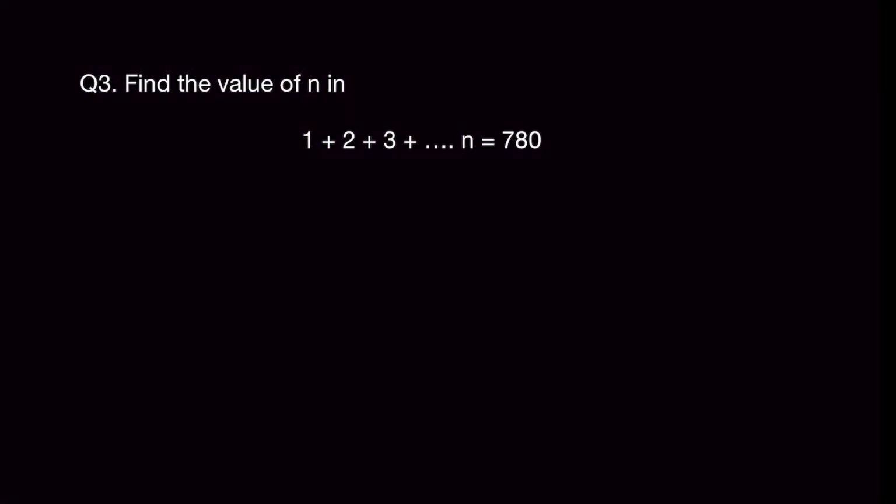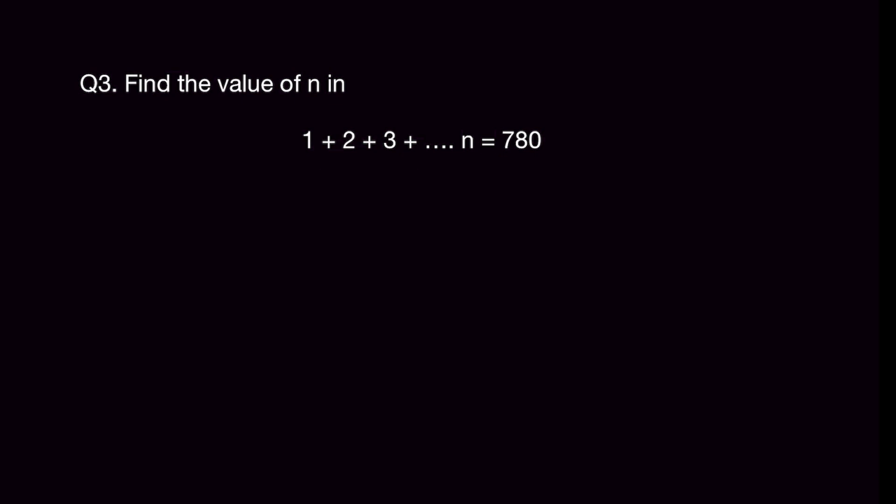Question 3. In this question, we need to find the value of n, which is over here in this whole equation. What is this equation saying? We are doing summations from 1 plus 2 plus 3 all the way until our final number, which is n, and this summation would lead us to 780. How do we solve this? It is simply by using the Gauss method.